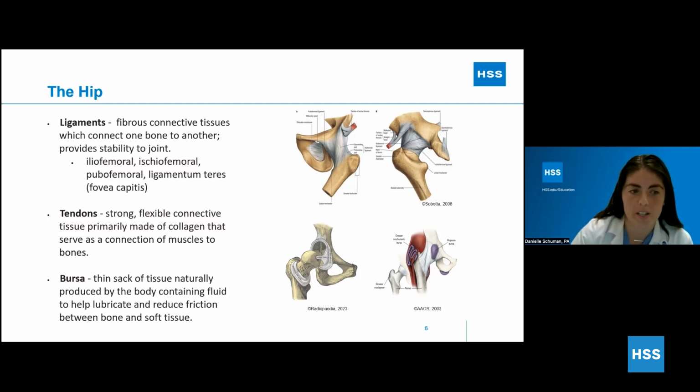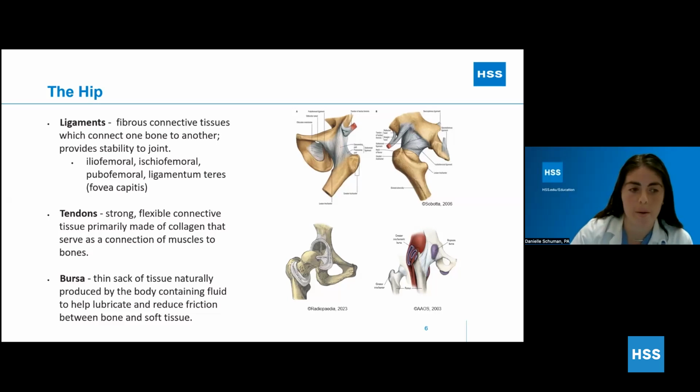Tendons are strong, flexible connective tissues, primarily made of collagen, which serve as the connection of muscles to bones. All the muscles of the hip originate and insert along sites of the pelvis, femur, and tibia, which is the shin bone. Of note, the iliotibial band is a thickened band of fascia at the side of the thigh, which serves as a connection to many large muscles of the hip.